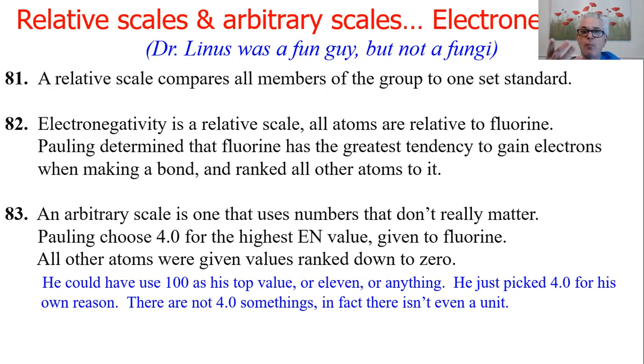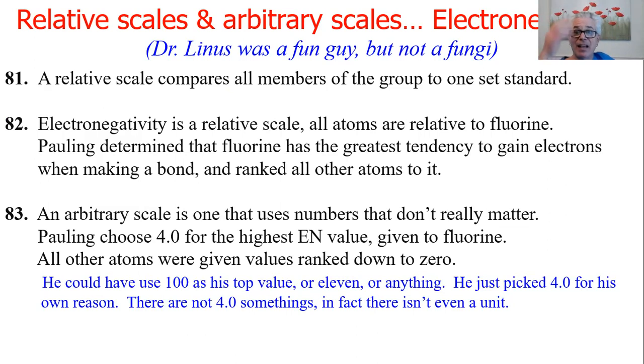It's not like there's 4.0 somethings. It's not a unit. It's just a number used to rank. You're number one, everybody else is less than you. Or you're number 10 and everybody's less than you. Or maybe there's 118 atoms. When he did this, there wasn't 118. There's 118 now. Maybe fluorine could have been one and you could have ranked them all in order. It doesn't matter. It's just for ranking. And actually, a lot of atoms have the same electronegativity values as others.